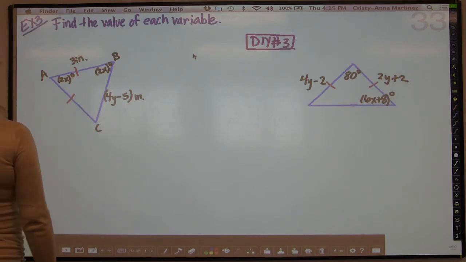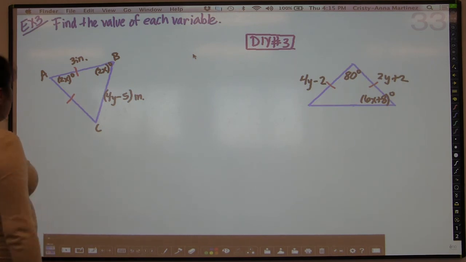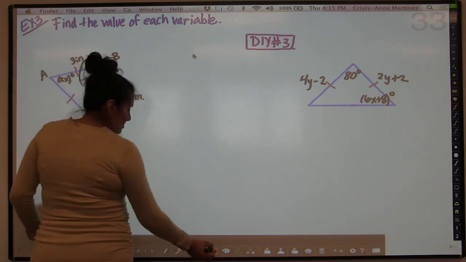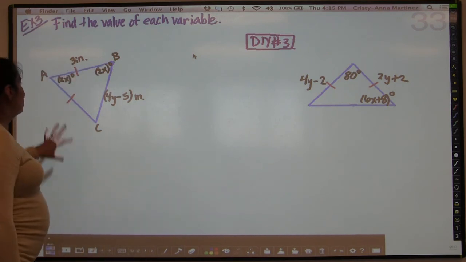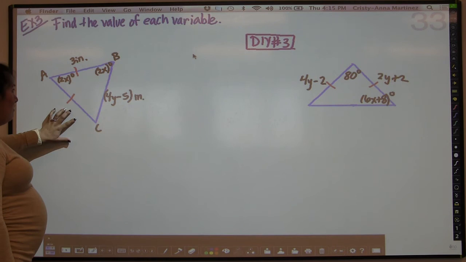Now we're going to go to example 3. And this is probably our last example. It's a very short video today. It says find the value of each variable. And again, we're going to use some of the stuff that we just talked about earlier. This is, again, an isosceles triangle. At best, right now, at least we know that much.